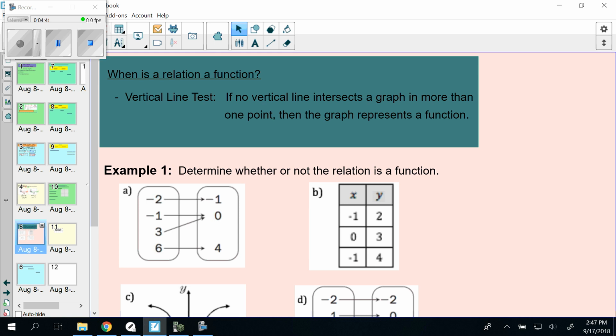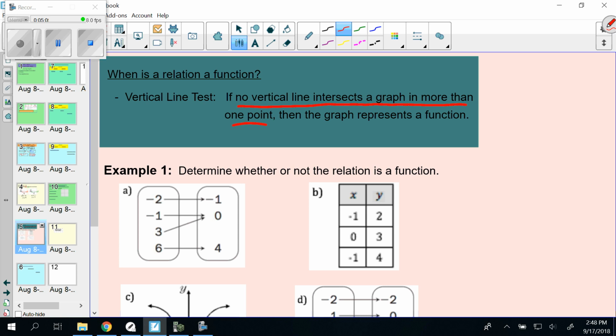Okay, when is a relation a function? A relation is going to be a function if it passes what's called the vertical line test. So if you can draw a vertical line that intersects the graph no more than once, then you have yourself a function.